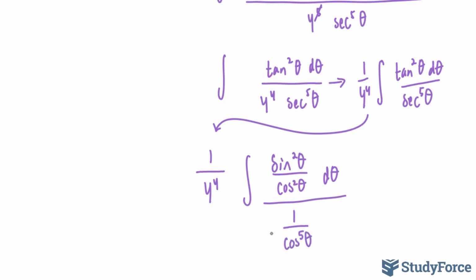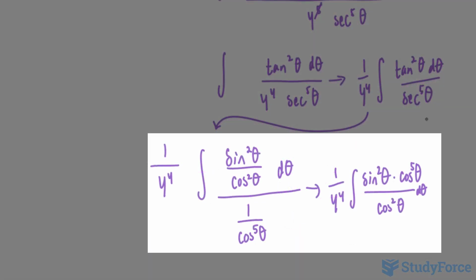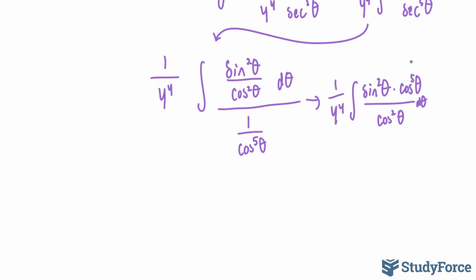Now, if you're curious about this, remember, secant is a reciprocal function that is equal to 1 over cosine. So I replace this with 1 over cosine to the power of 5 theta. And if I rearrange this part of my function, let's continue. Of course, now we can cancel out some of these cosines. We have 5 up here and 2 down here, so this becomes a 3. And we're left with this function, 1 over 4 to the power of 4, the integral of sine to the power of 2 theta, cosine to the power of 3 theta, d theta.